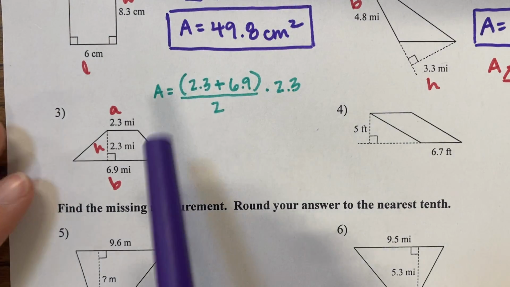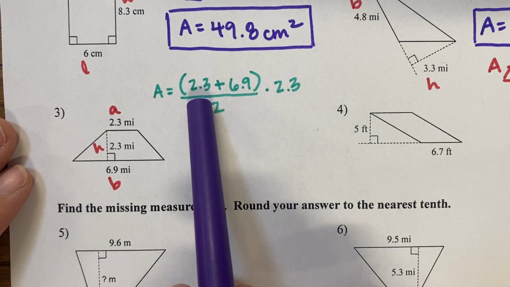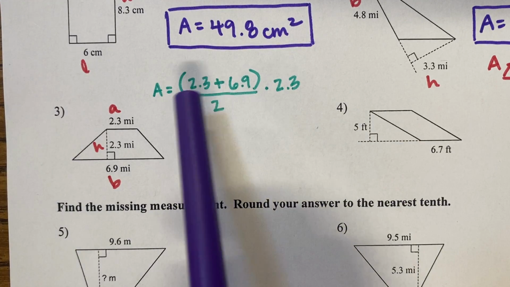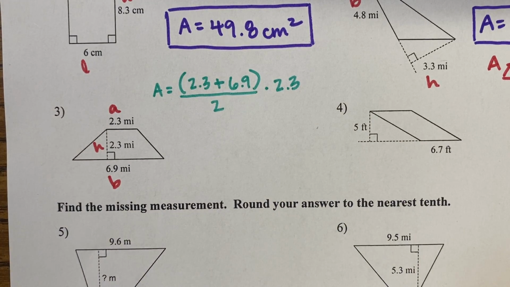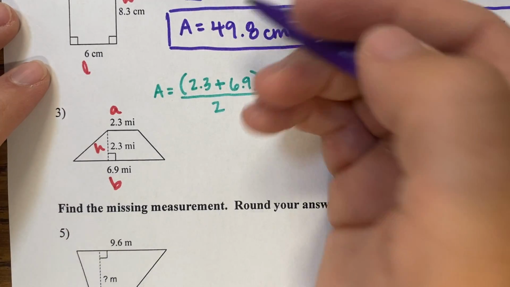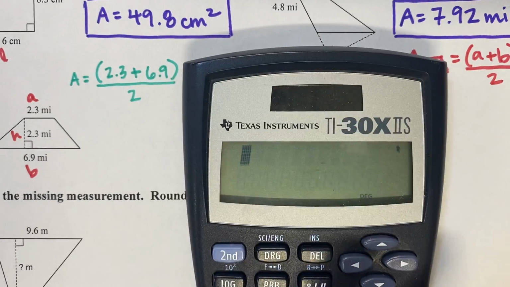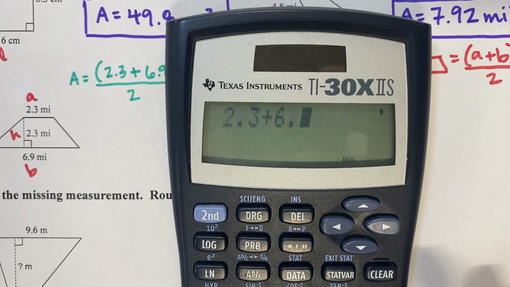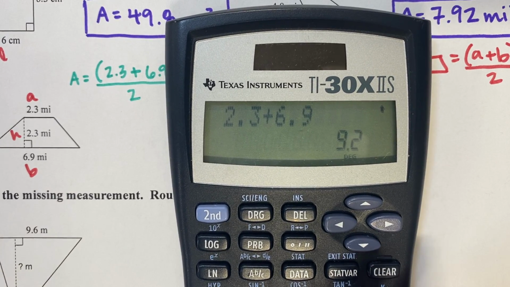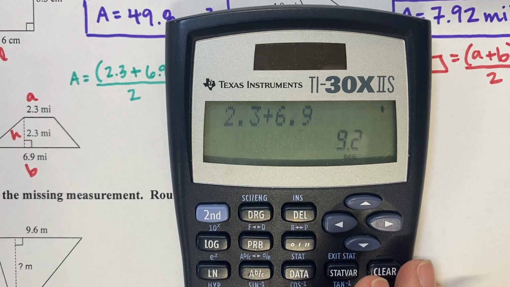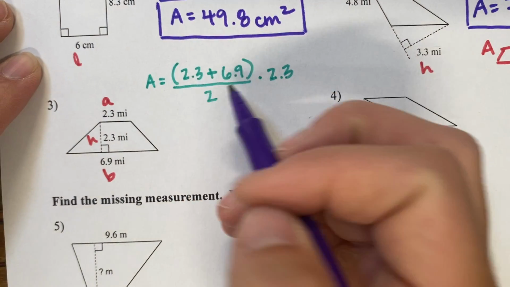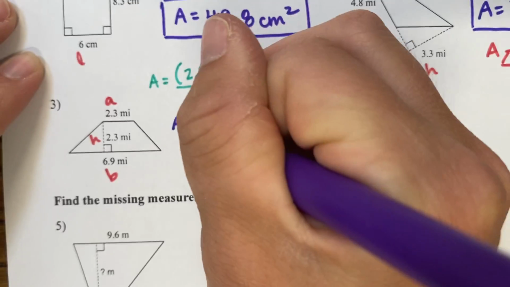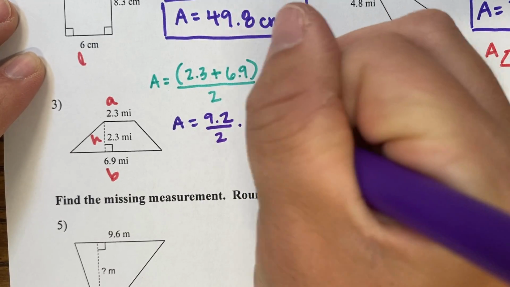Okay, now we have to use our order of operations. Remember, please excuse my dear Aunt Sally. Okay, so please, parentheses, always comes first. So we have our parentheses, 2.3 plus 6.9. So let's do that. 2.3 plus 6.9. That's going to give me 9.2. Okay, so this piece in the parentheses turned into 9.2. We still have to divide it by 2 and multiply it by 2.3.